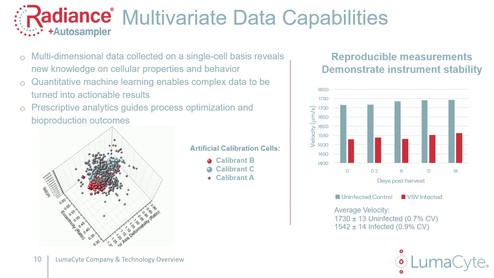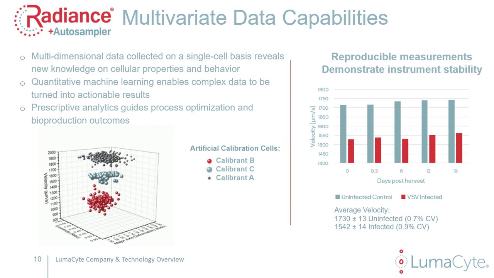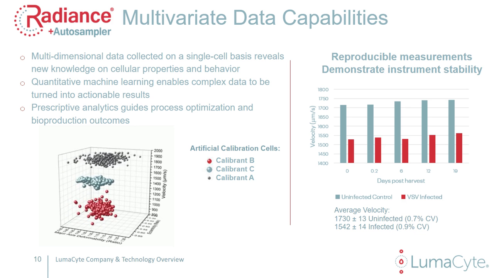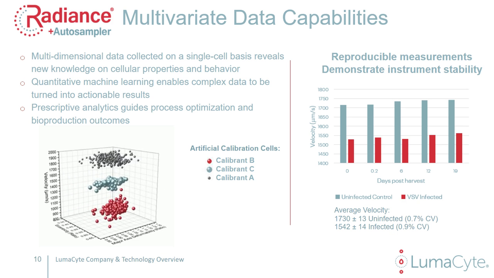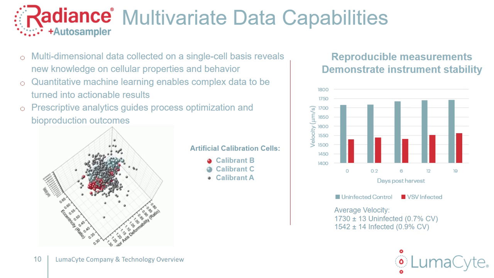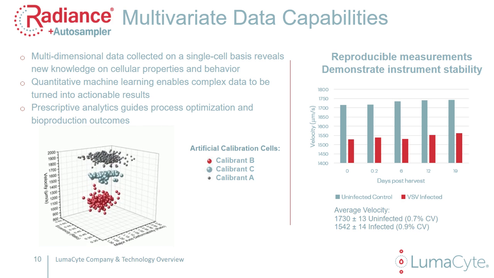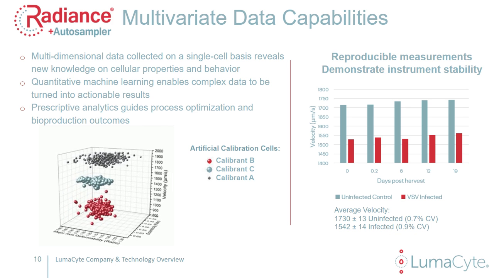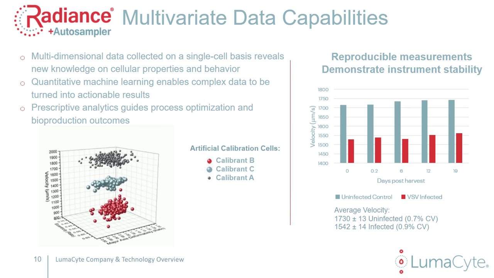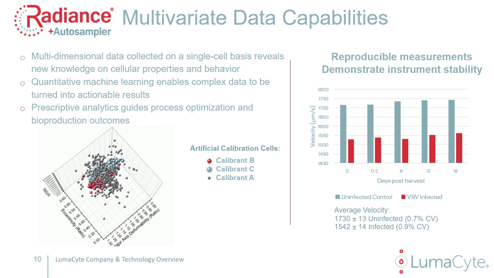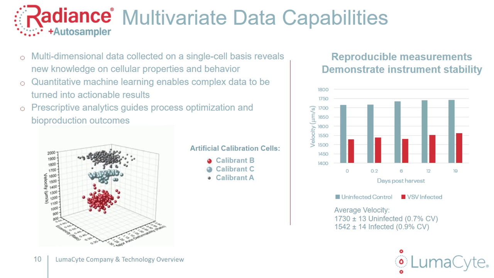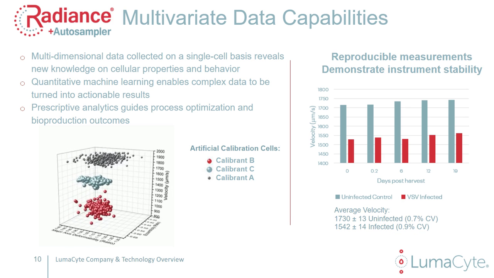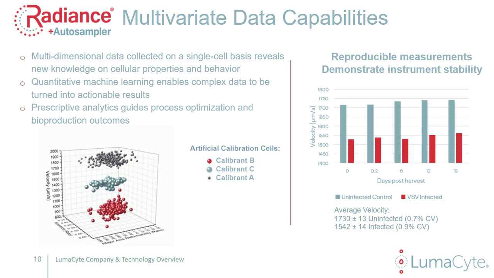So when looking at reproducibility as an incredibly important part of an analytical instrument, we've shown that the Radiance instrument is incredibly stable. We looked at vero cells and vesicular stomatitis infected vero cells over 90 days post-infection, and we found that the average velocity had a variance of less than 1%, which is incredibly stable. And what we tell our customers is that if the instrument is operating within specification, if you see differences between your control and your infected or treated samples, that is a biological change. It's not due to instrument variation. These are negligible compared to the biological changes we typically see.